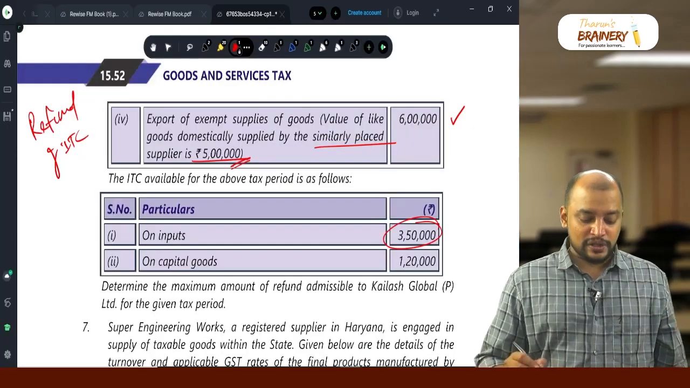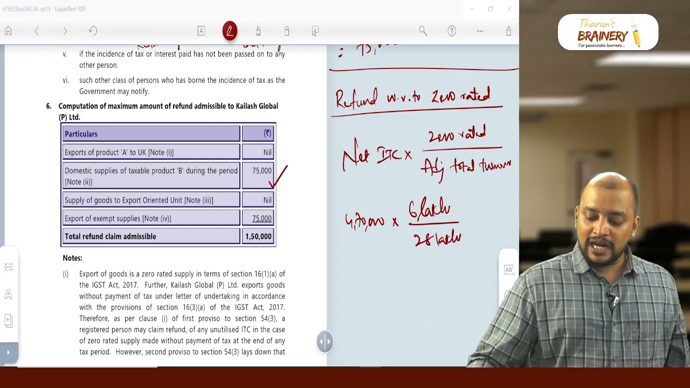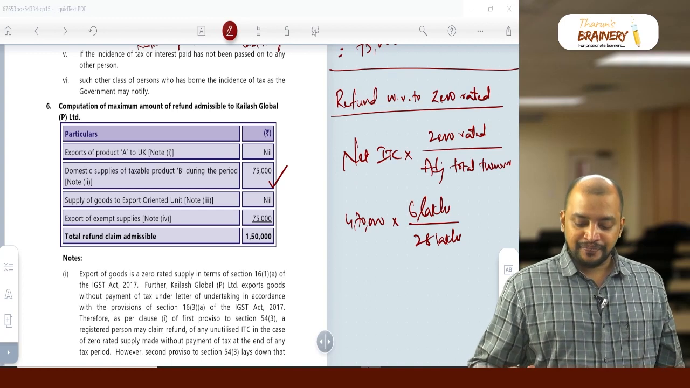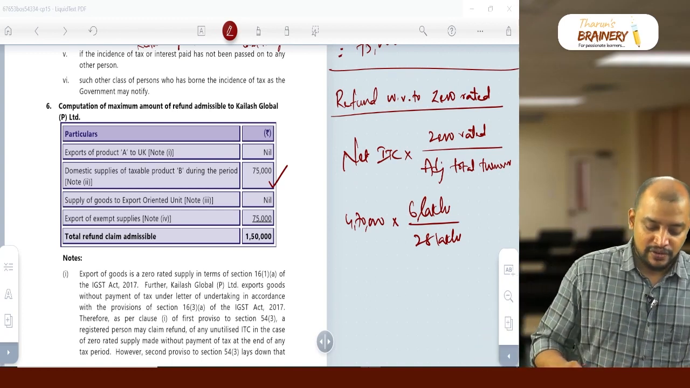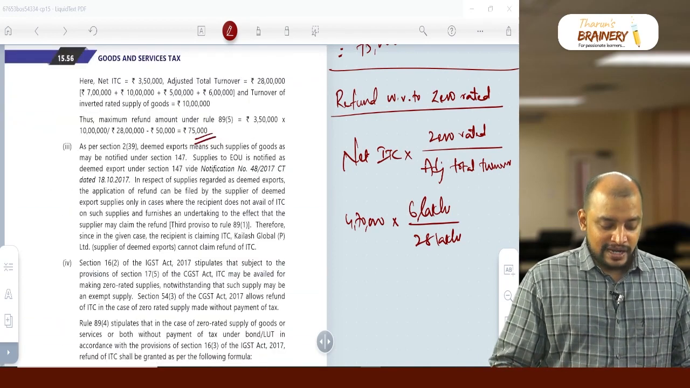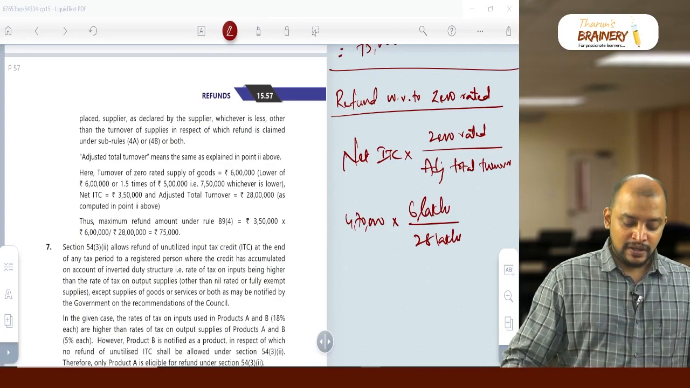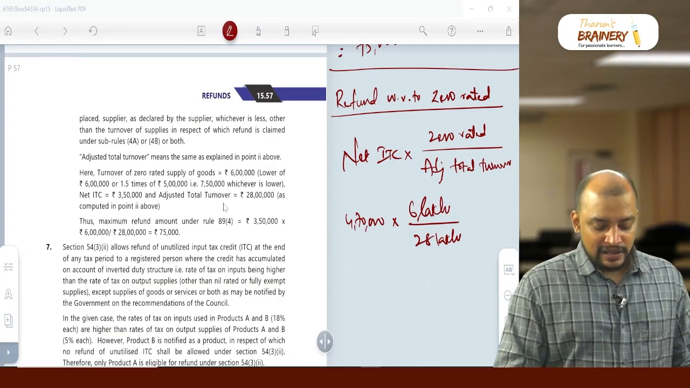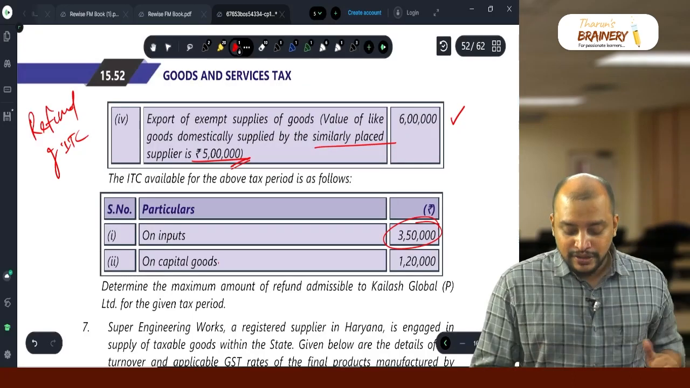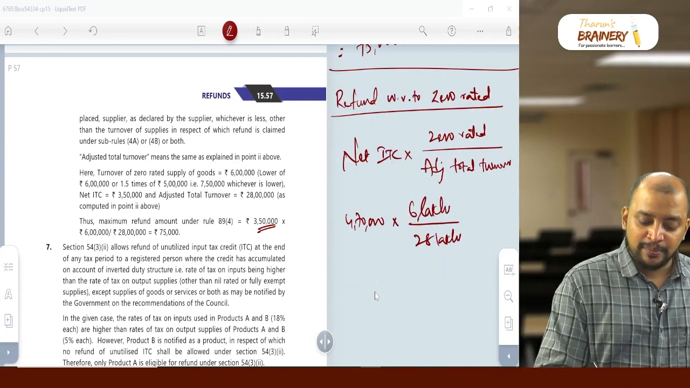What is that adjusted total turnover? Same, already we computed 28 lakhs. So, 4,70,000 into 6 divided by 28 should be taken. But, 1 second, sorry, it is capital goods. So, this 1,20,000 is capital goods. So, we need to take only inputs and input services.